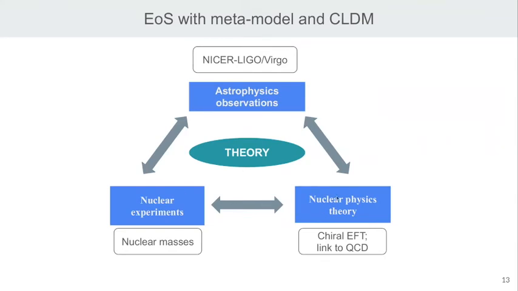So I will use nuclear physics theory. We have a link to QCD given by Chiral EFT. We have a link to astrophysics, which is how we constrain our high order parameters. And our CLDM model is also confronted with nuclear masses. We are fitting the parameters to reproduce nuclear masses. So we also have this connection to nuclear experiment in our equation of state.